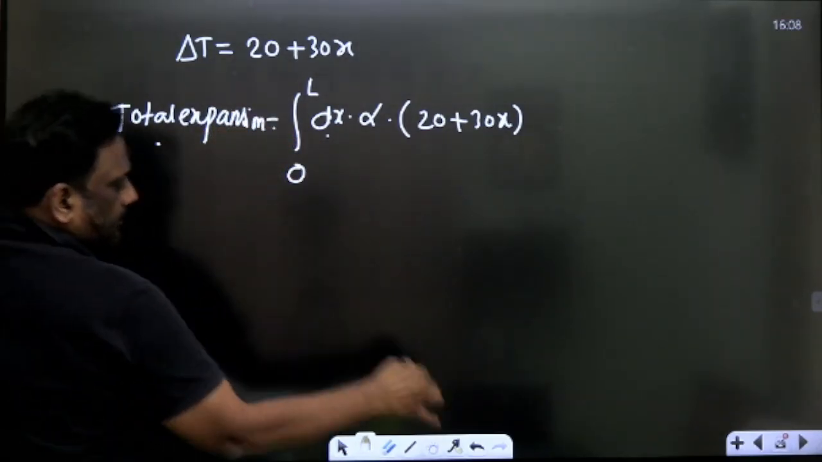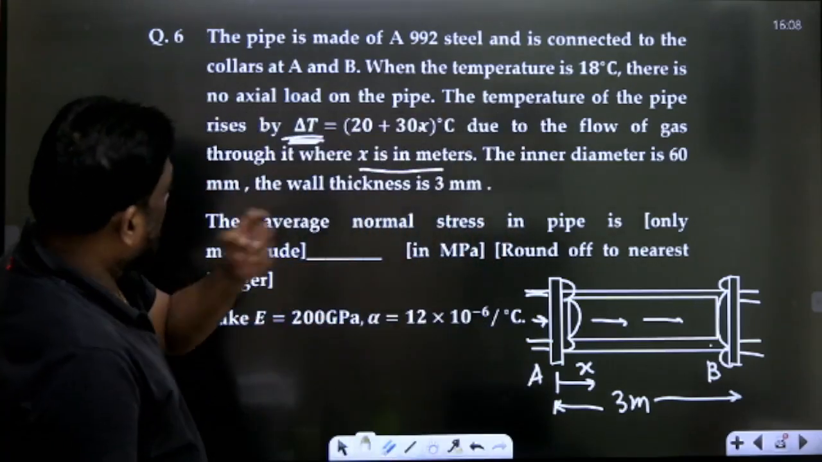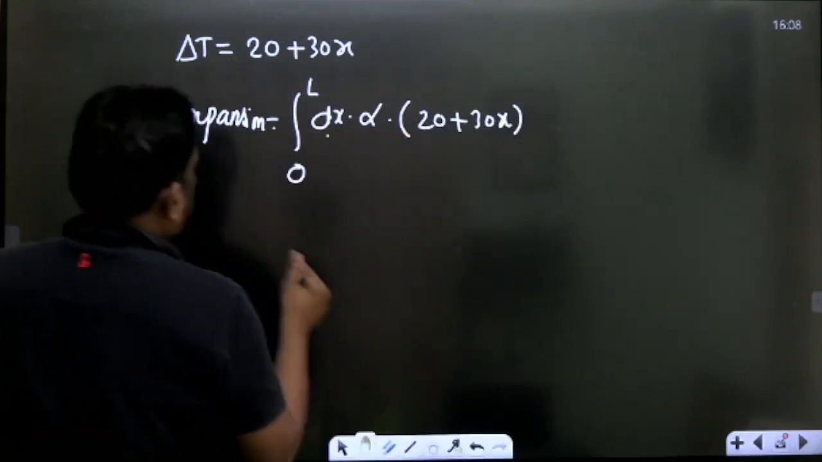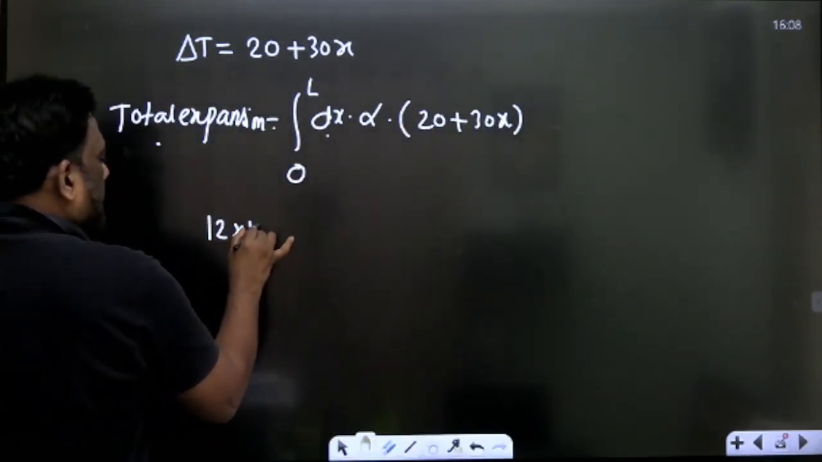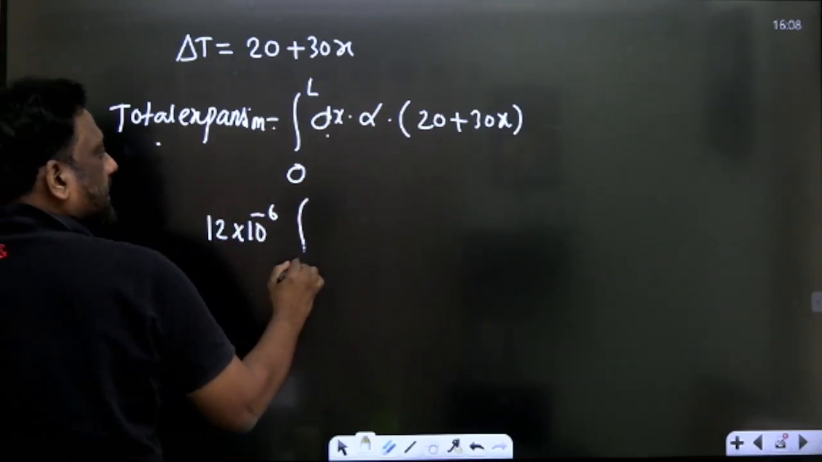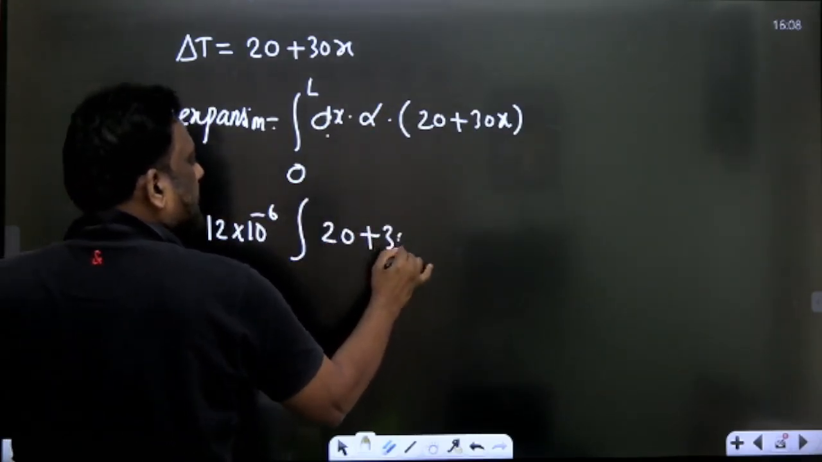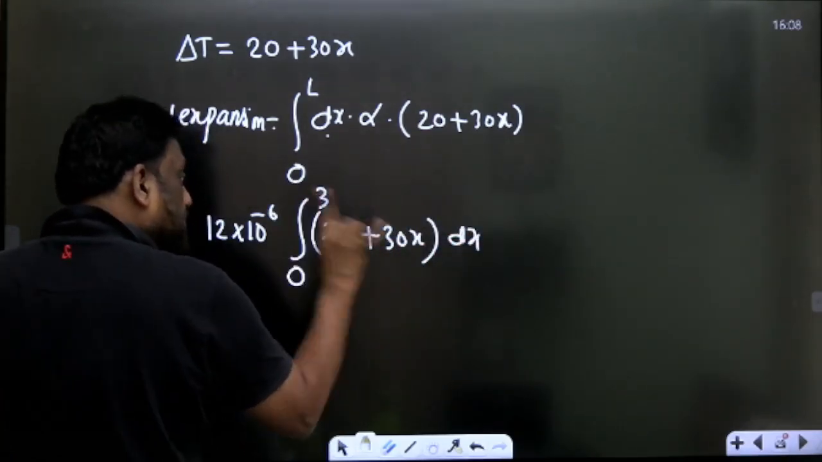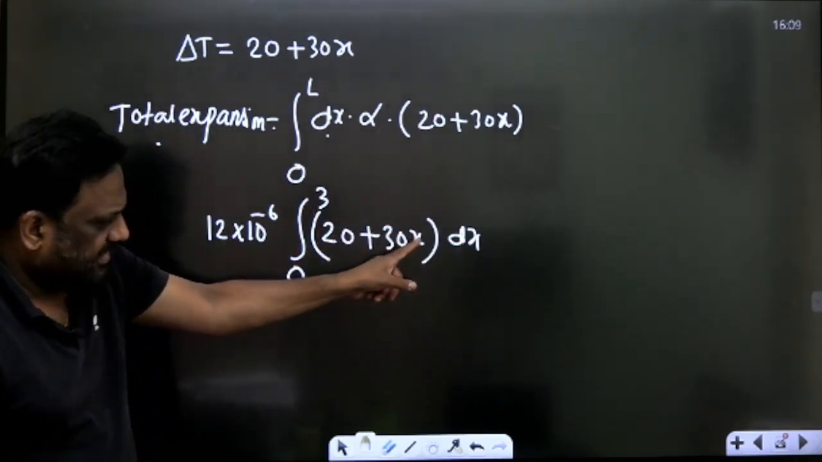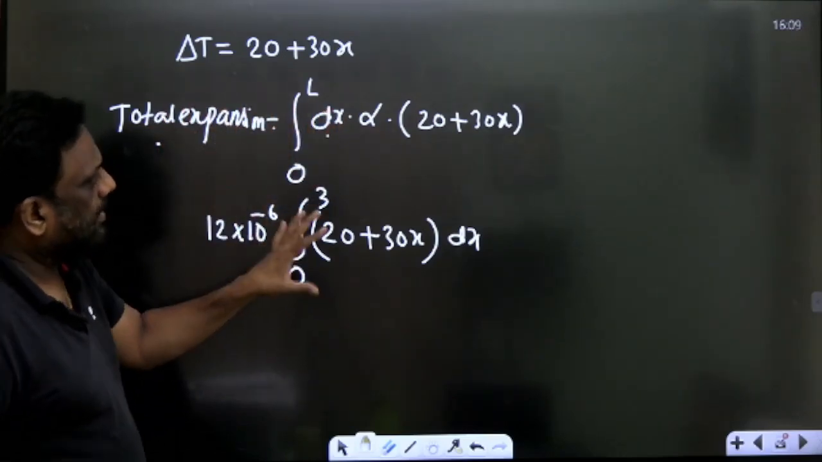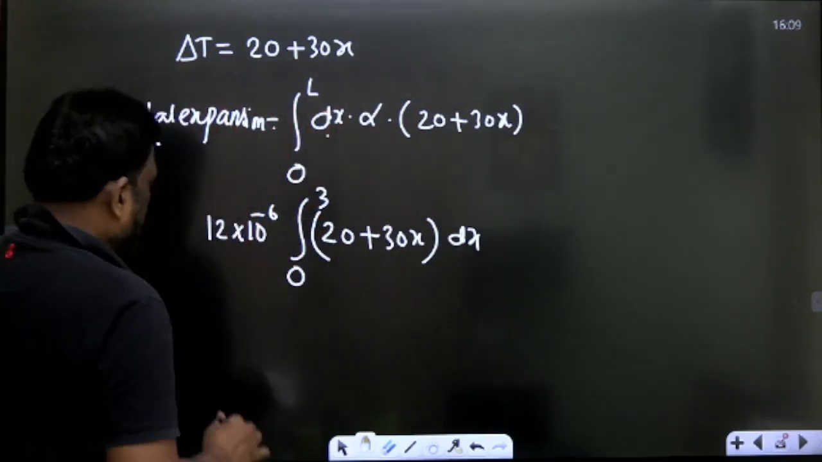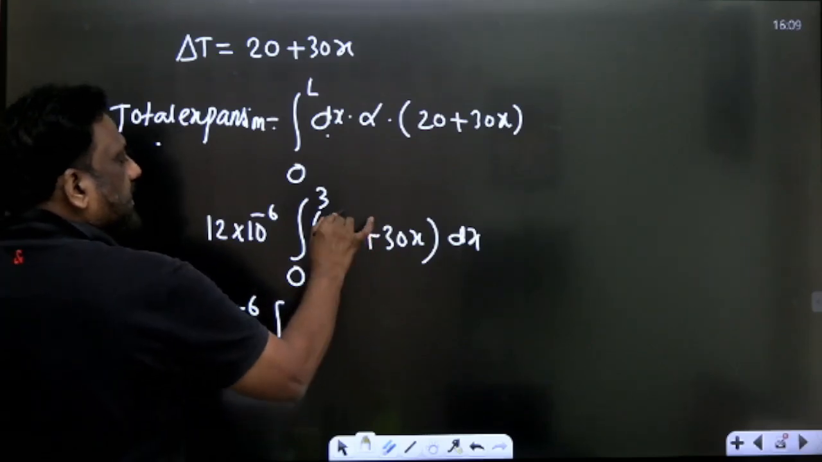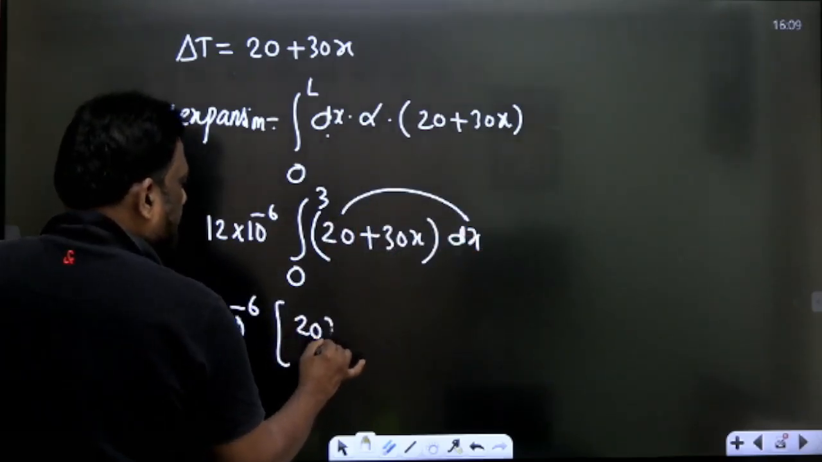Alpha value is known. What is the alpha value? It is given as 12 into 10 power minus 6. Take it outside the integral: integral of 20 plus 30x dx, where x varies from 0 to 3. Listen carefully, x is already given in meters, so we are taking it in meters. So 12 into 10 power minus 6, and integral of 20 dx will be 20x plus 30 x dx is x square by 2, varying from 0 to 3.